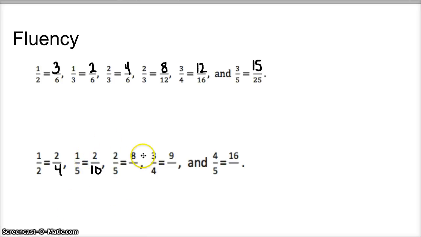How do I get from 2 to 8? Times 4, so 5 times 4 is 20. 3 times what equals 9, and I see that's times 3. So 4 times 3 equals 12, and then the last one, how do I get from 4 to 16? That's a times 4, so this is a times 4 for 20. That is a recap of your fluency.